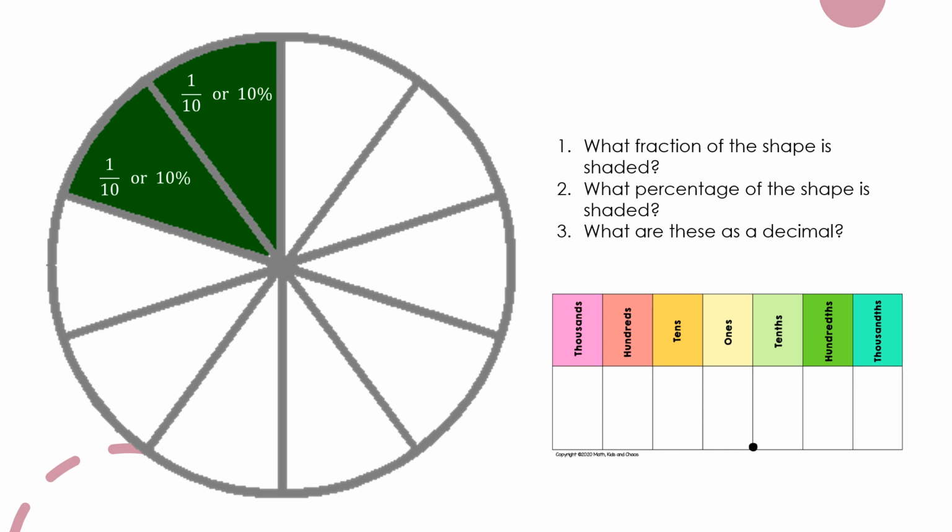Don't forget when you're doing this and using your place value to remove the percent symbol, as we would then be writing a percentage and not a decimal, which isn't correct. But what if we don't have the percentage? There's a really easy way I can do this, and that's by using my knowledge of place value again.